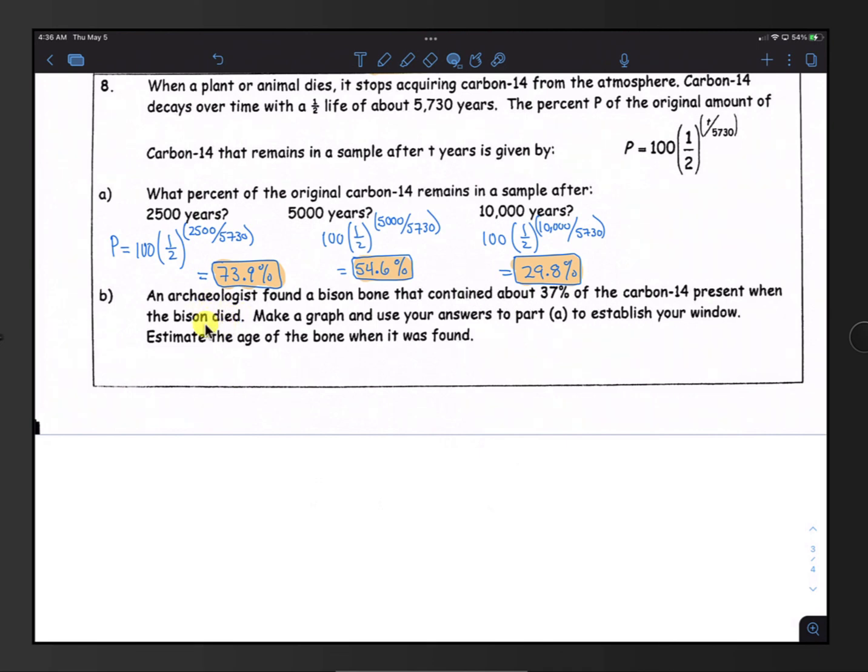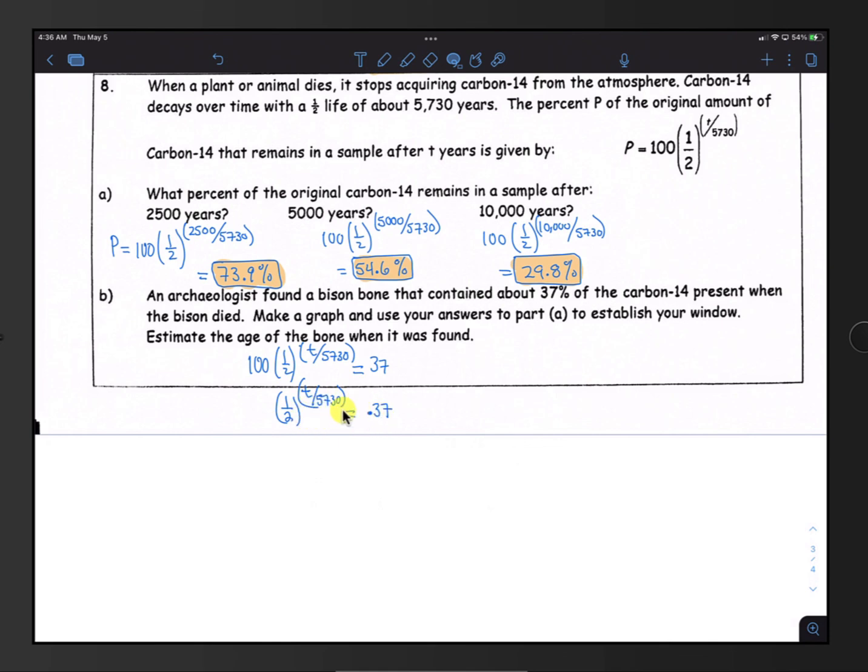not when it died. All right, I'm going to skip the graph part, and let's go to where it says estimate the age of the bone when it was found. Well, to do that, we take the equation here, the original equation, and set it equal to 37. Then we'll divide 37 by 100, giving us 0.37.